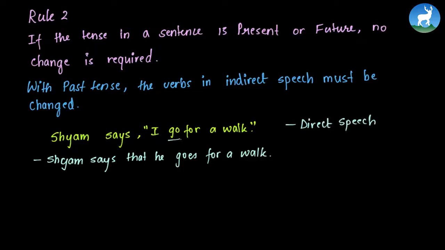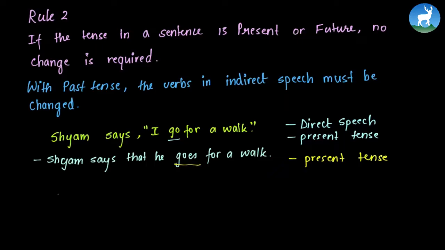And the verb is in present tense. While converting the direct speech, Shyam says, I go for a walk, into indirect speech, it becomes Shyam says that he goes for a walk. Notice that the verb is still in present tense. So no change when the sentence is in present tense. There is no change required in the verb while we convert it into indirect speech.